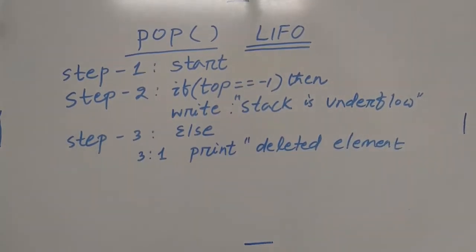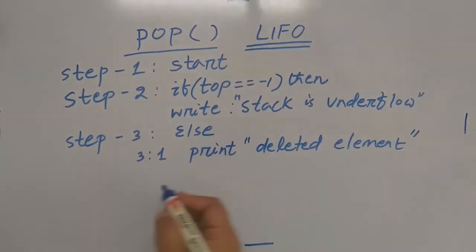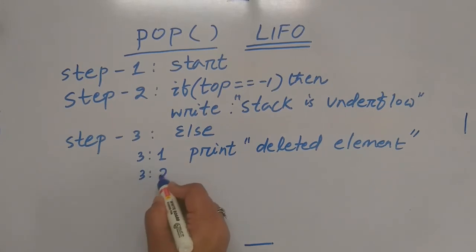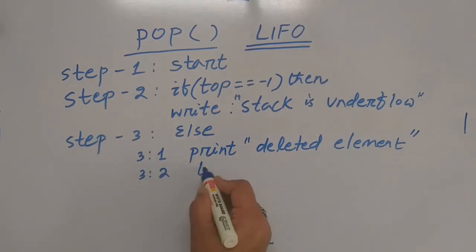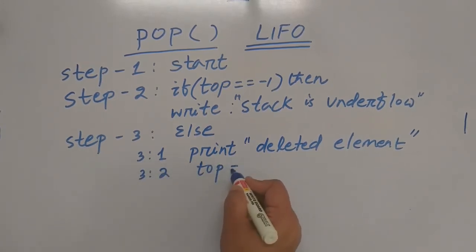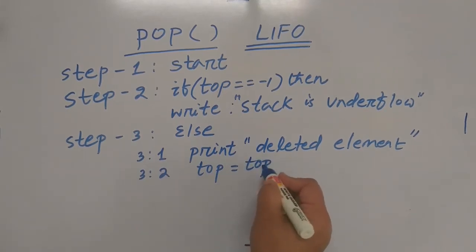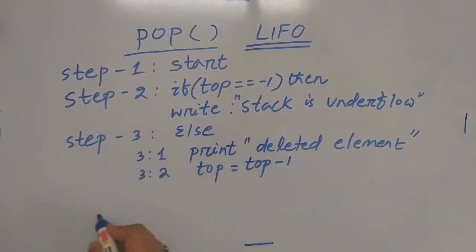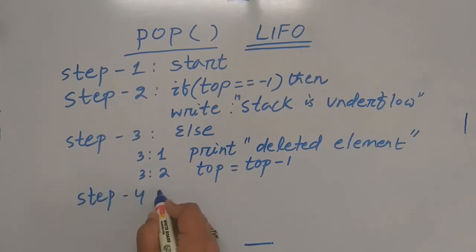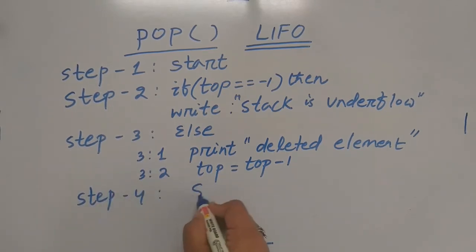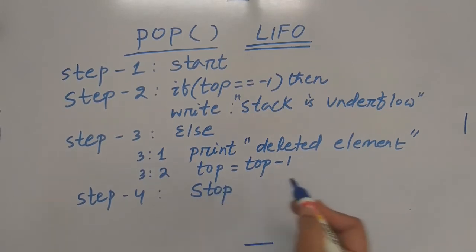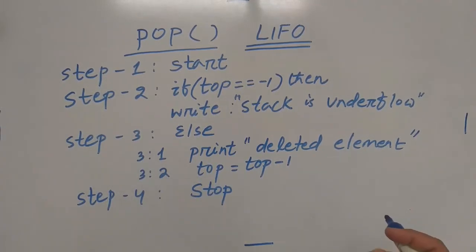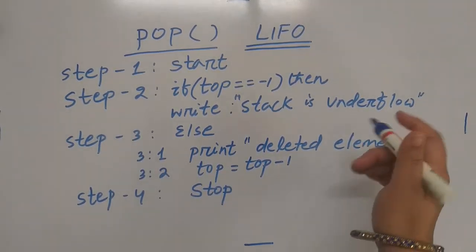Okay, so next is top equal to top minus 1, because we decrement the position, because the next element we want to delete, the top is now indicating the next position. So top equal to top minus 1. Then step 4, we write down stop or end.